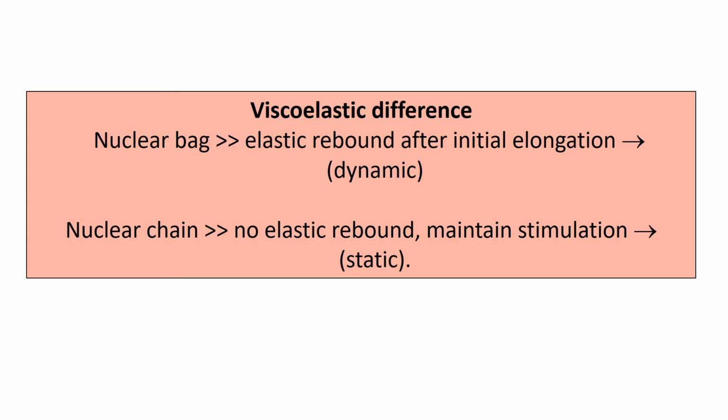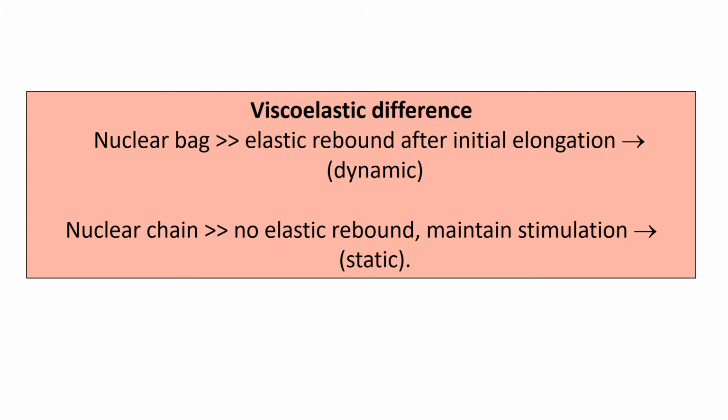Here we can clarify why the nuclear bag is responsible for the dynamic response, as we mentioned in the table before, and why the nuclear chain is responsible for the static. Actually, there is what we call a viscoelastic difference between the nuclear bag and the nuclear chain. The nuclear bag has an elastic characteristic, can rebound, can return back to its initial length after initial elongation or stretching. That's why they are rapidly adapting.